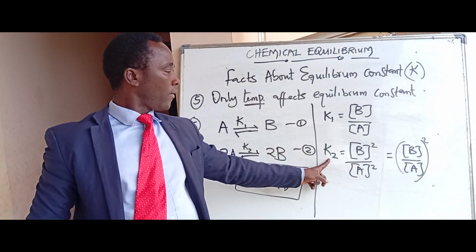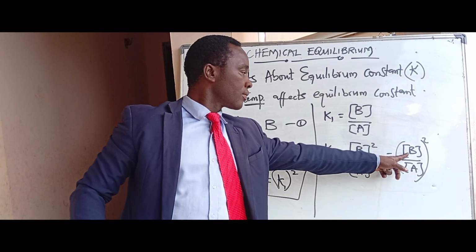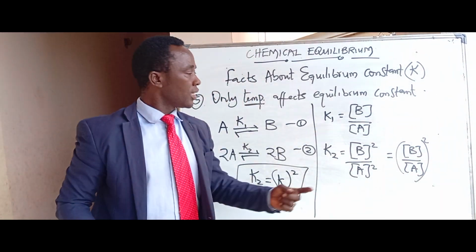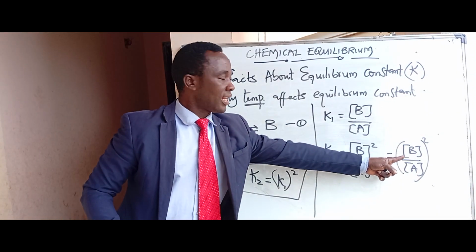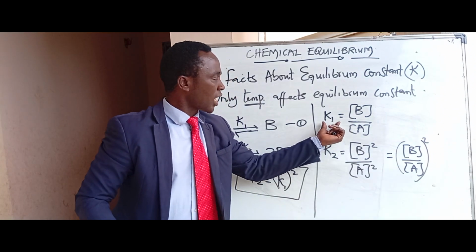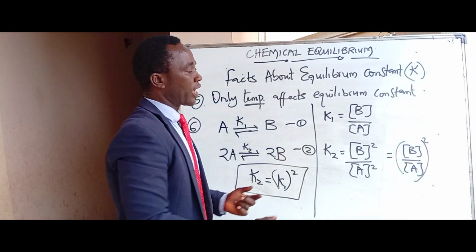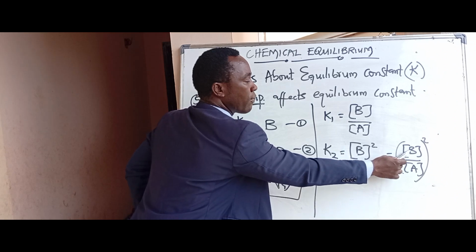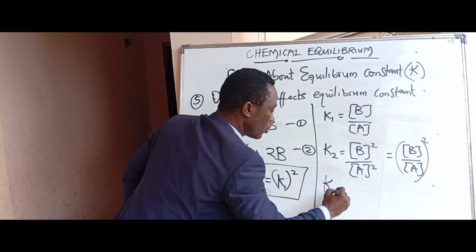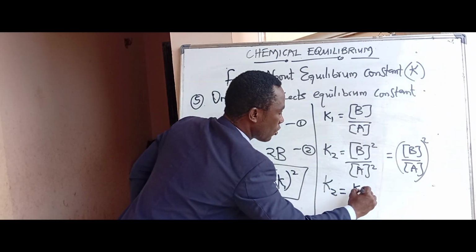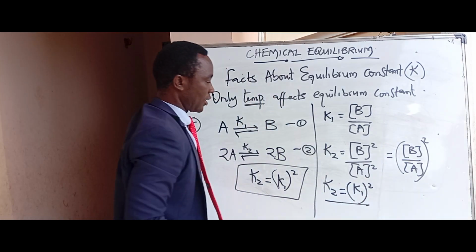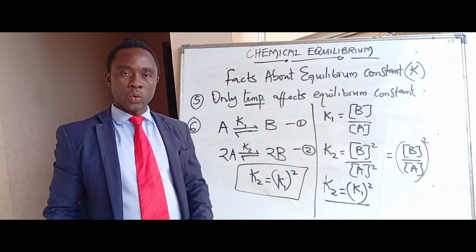Now, if K2 is equal to concentration of B over concentration of A, all raised to power 2, you agree with me that concentration of B divided by concentration of A is actually our K1. So we can replace concentration of B over concentration of A with K1. That means that K2 will be equal to K1 all raised to power 2. You can now see that this holds.